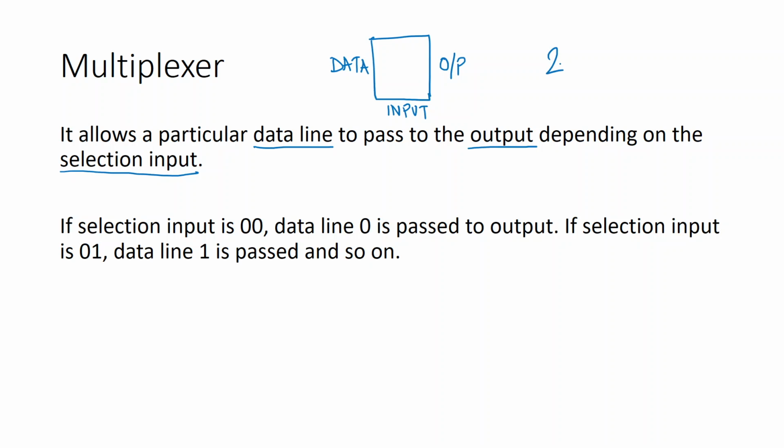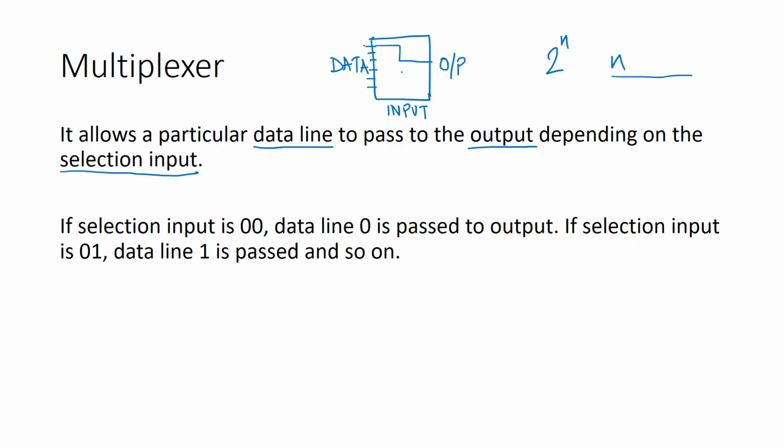It will have 2 to the power of n number of lines when n number of selection inputs are available. If we have n number of selection inputs, then varying the binary code, we can have 2 to the power of n different decimal numbers, and hence 2 to the power of n number of data lines can be selected. One of these can be selected.